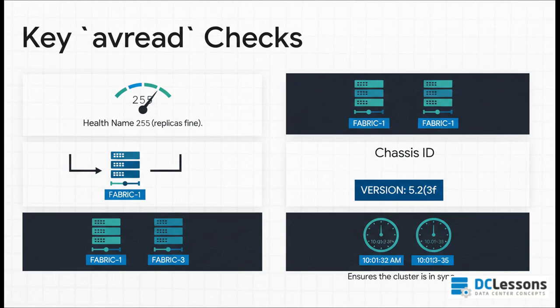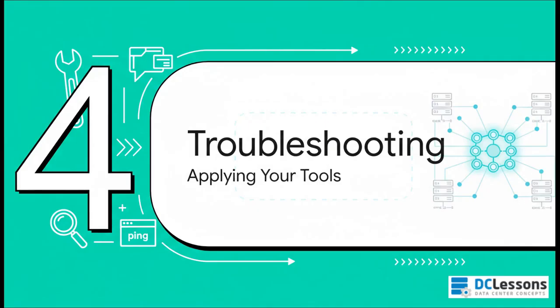These have to be exactly identical on every single APIC, no exceptions. And finally, look at the cluster time. If there's a big gap between nodes, you've got a time sync issue. Plain and simple.